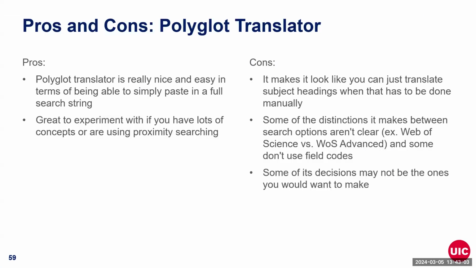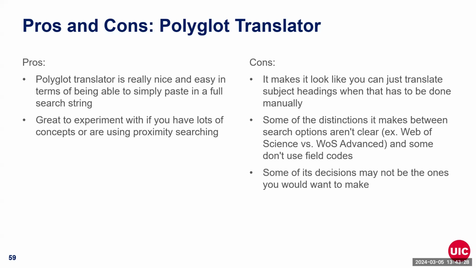So just some general thoughts about pros and cons. I find it's really nice and easy in terms of being able to just paste in a full search string and then seeing what comes out. It's also great to experiment with if you have lots of concepts or if you're using proximity searching, and seeing if it can give you any potential guidance on what that would look like.